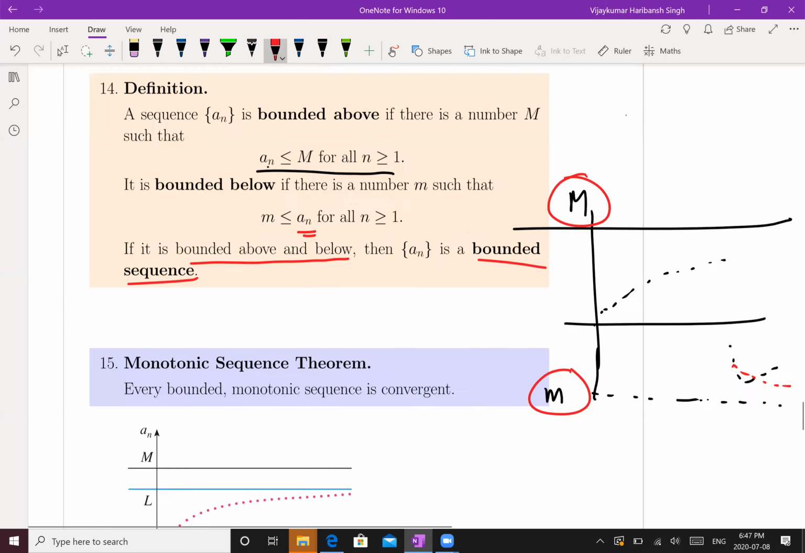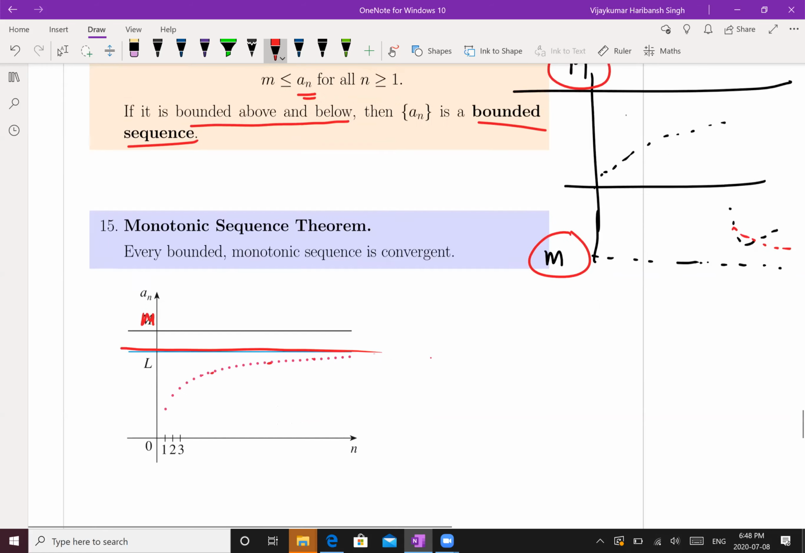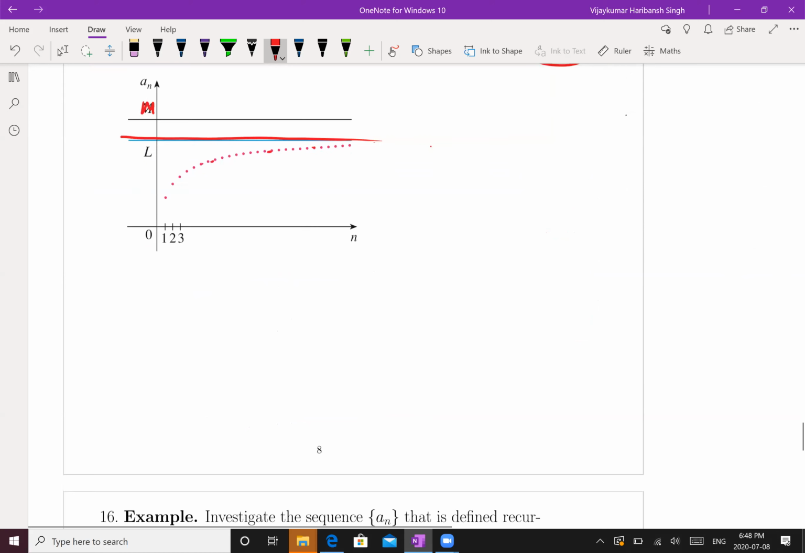Here's a theorem about monotone sequences which tells you the following: every bounded monotone sequence is convergent. It means if you take a sequence which is bounded and also monotone, monotone meaning it's always increasing or always decreasing, then it is convergent. It's kind of clear from the picture, because if you take a sequence which is increasing and bounded above by m, then at some point it has to start getting closer, otherwise it will overshoot m. So this is called the bounded sequence theorem.